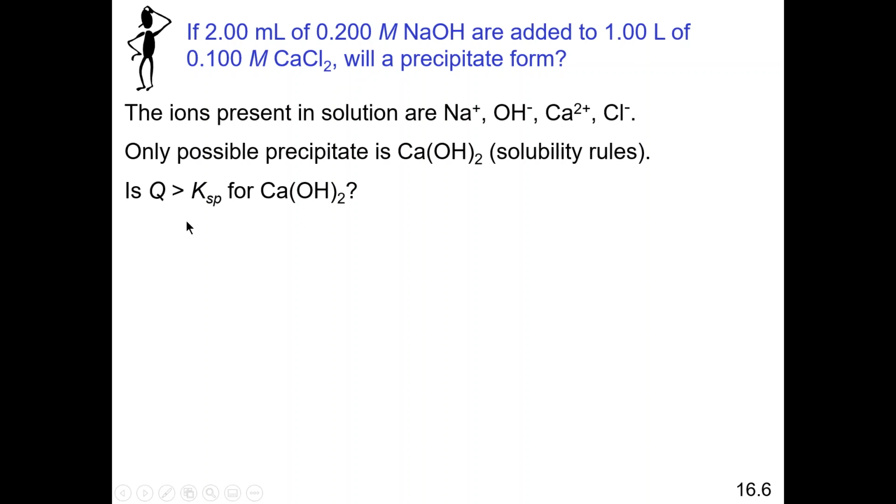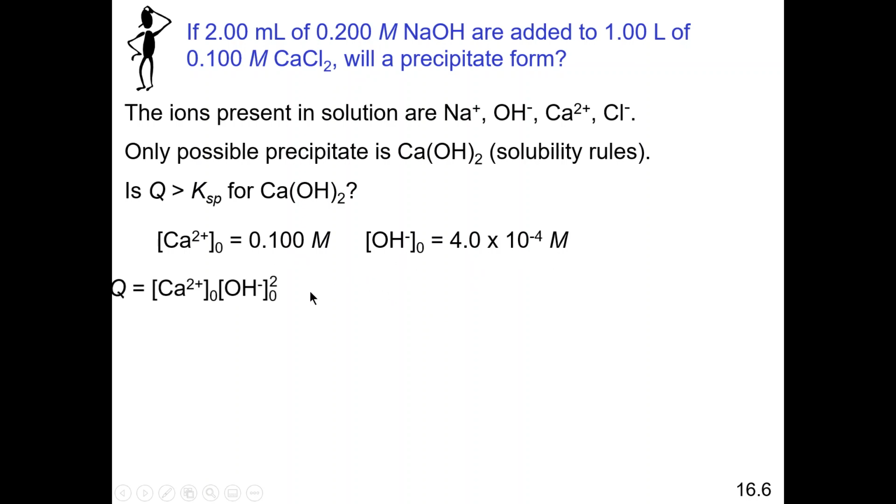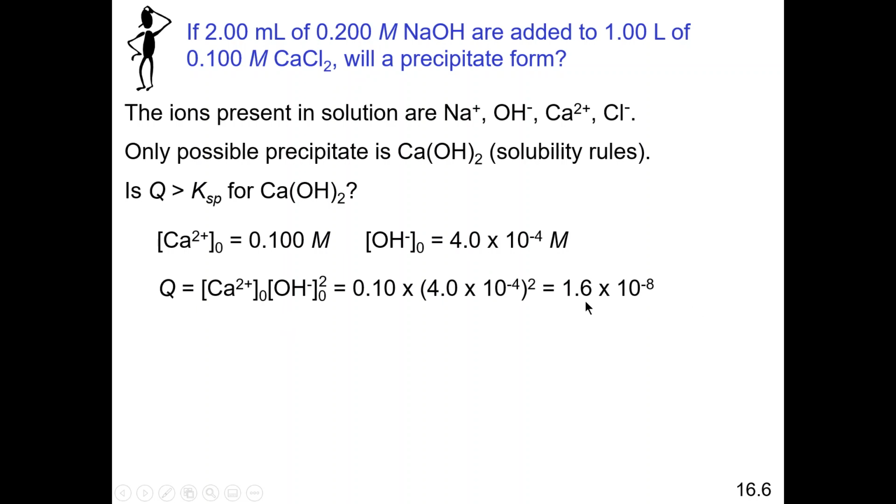So what is Q? Q would be equal to the initial concentration of calcium, which is 0.100, times the concentration of hydroxide squared. In other words, this equation right here. So all we have to do is plug these numbers into this equation, and we get 1.6 times 10 to the minus 8. And then we compare that to the KSP. The KSP is equal to 8.0 times 10 to the minus 6, which is obviously greater than 1.6 times 10 to the minus 8. So basically, Q is less than KSP.